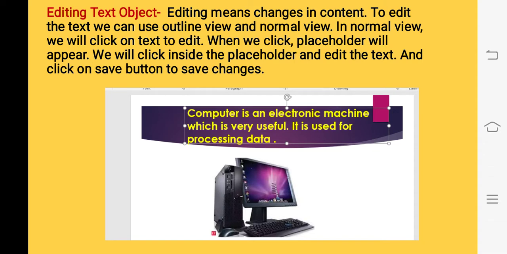Now we will understand how we can edit the text object. Children, editing means making changes in the content. We can add some text. If we want, we can delete some text from the existing text. Now to edit the text object, we will come to the normal view or we can use outline view. Now in normal view, children, we will click on the text. When we click on the text, the placeholder comes. Whenever we click on text, the placeholder comes. Now we will click inside the placeholder, the cursor will come and we will type our text here. We will delete some text and we will click on the save button to save the changes. So children, this way we can edit the text.